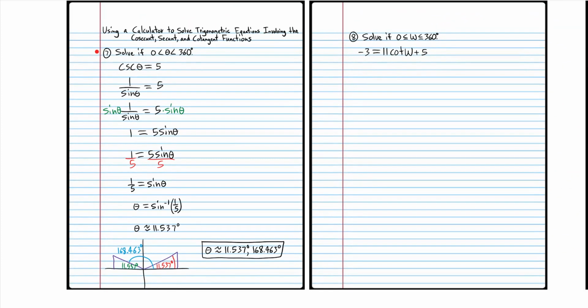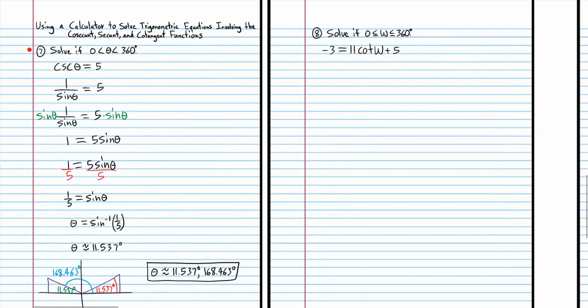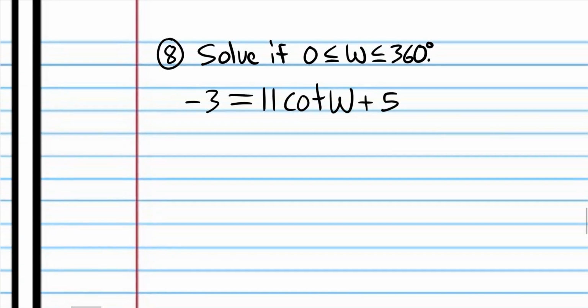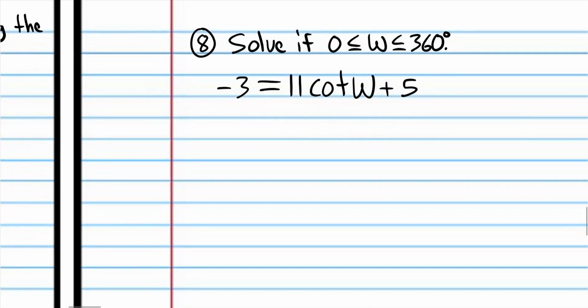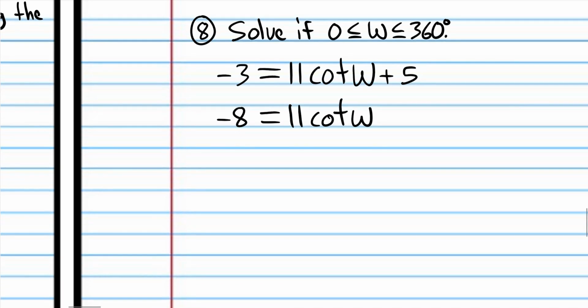So let's try number 8. So we're going to solve this equation, and we have to isolate the trigonometric function. It's not isolated because the 11 and the 5 are next to it. We have to get those out of the way. So I'm going to subtract 5 from both sides. And I'm going to divide both sides by 11.